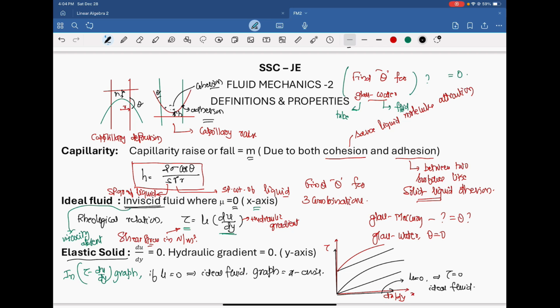Then elastic solid. Elastic solid means there will not be any change in velocity with respect to change in height, change in depth. That is called an elastic solid. In the case of an elastic solid, the hydraulic gradient is 0. Then this graph is the elastic solid.